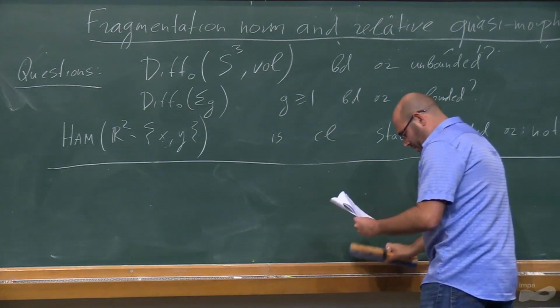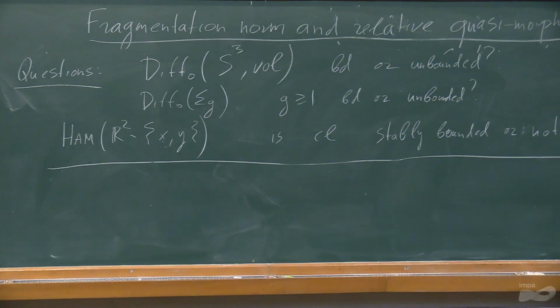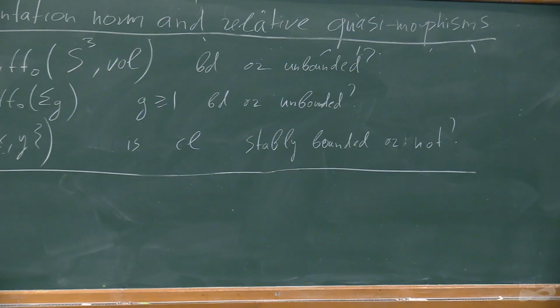Okay, so now I would like to give a definition of a quasimorphism and of a relative quasimorphism with respect to a given conjugation invariant norm, and then I will state the results and then try to indicate maybe the proof of the result or something like this, depending on the time. Okay? All right.